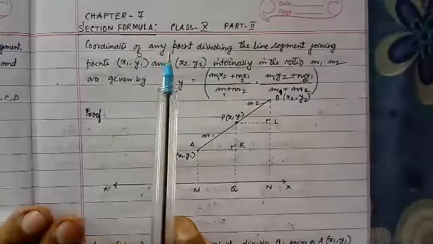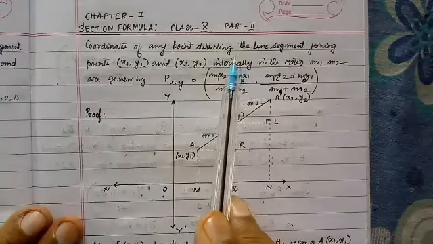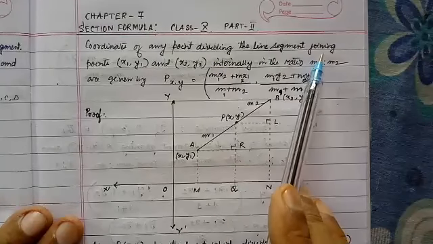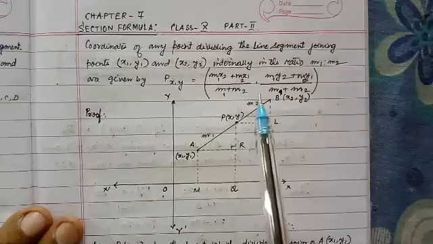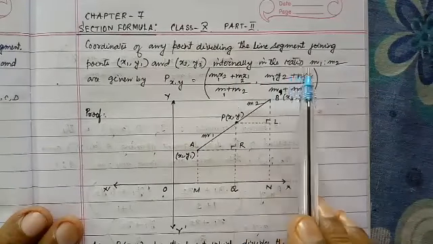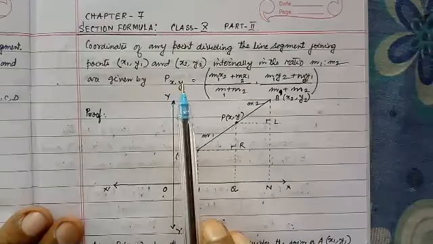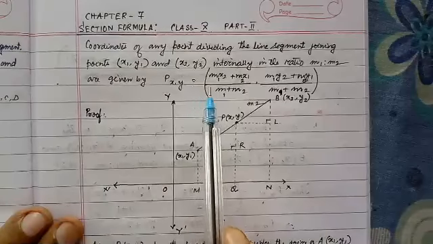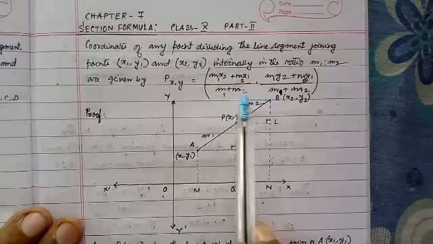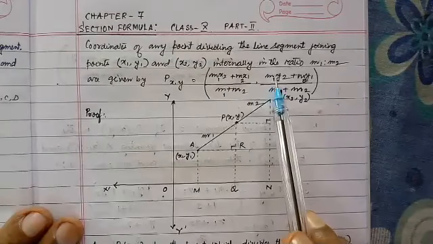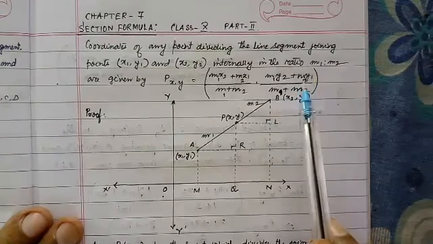Section formula means the coordinates of any point dividing the line segment joining points (x1, y1) and (x2, y2) internally in the ratio m1 is to m2 are given by P(x, y) is equal to (m1 x2 plus m2 x1) by (m1 plus m2), and (m1 y2 plus m2 y1) by (m1 plus m2).